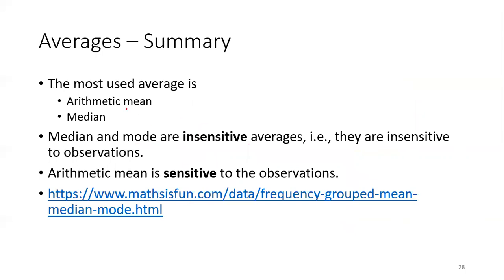So the most used averages are the arithmetic mean, okay, and the median. So as we say, median and mode, okay, are insensitive averages. They're insensitive to the observations, whereas the arithmetic mean is sensitive to the observations. Okay? Generally, in this lecture, we will always be talking about the arithmetic means, but please know what a median and what a mode is. Okay, so before getting into dispersion measures, let's stop this video and we will continue in the next one.